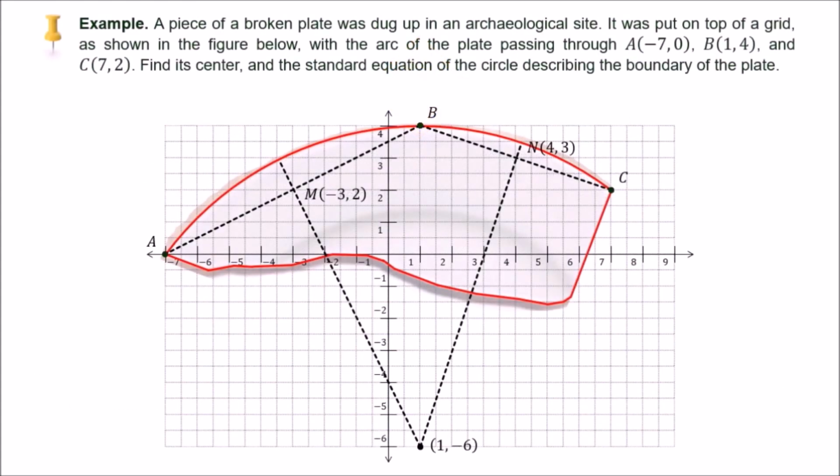Next is to compute for the radius of the circle. We can see from the figure that the radius is simply this stretch of distance from the center up to point B, which is 10 units. Therefore, r is equal to 10. From here on, we can now proceed with the usual solution for determining the standard equation of our circle.